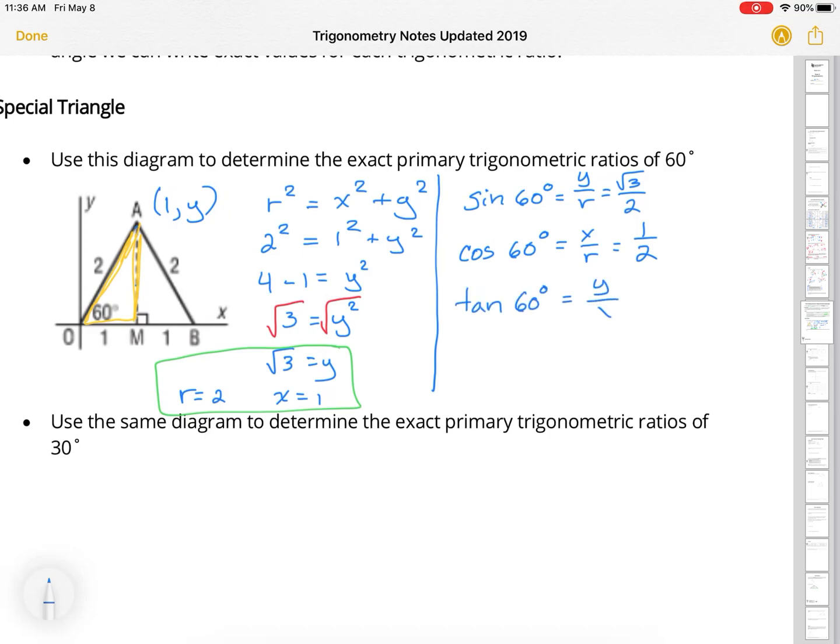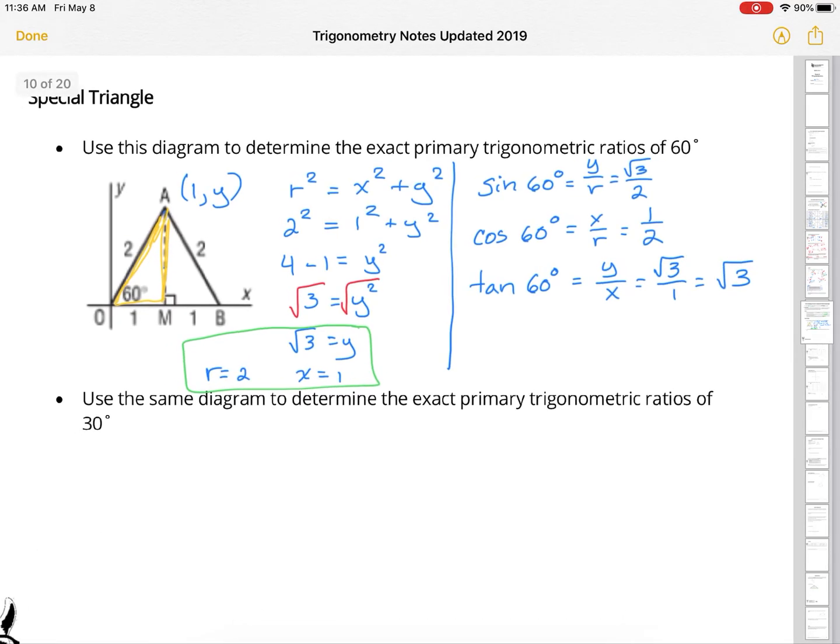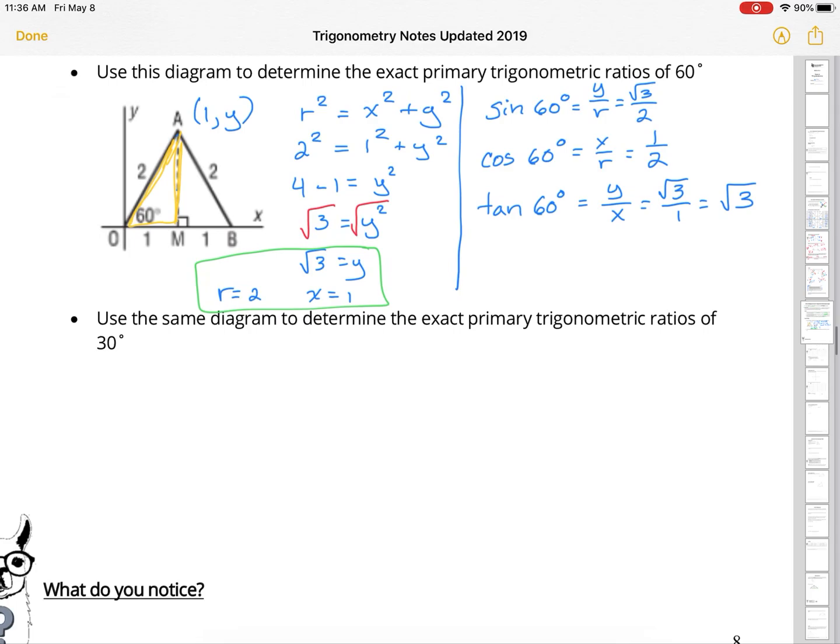Cos of 60 degrees is equal to x over r, so that is 1 over 2. And tan of 60 degrees is equal to y over x. So y is root 3 and x is 1, so it's equal to root 3. So these are the primary trig ratios for 60 degrees.